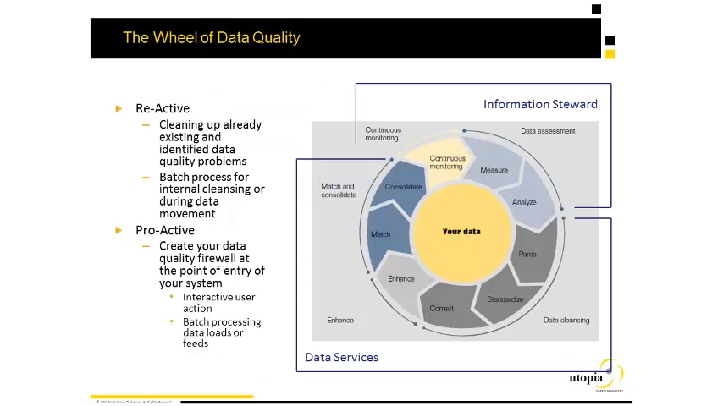Here's the wheel of data quality we discussed, with an interactive and reactive mode. Proactive is creating a data quality firewall, which I just discussed, allowing you to stop data errors before they're entered. Reactive is going back and cleaning in more of a batch fashion after it's already happened. You want to be proactive if you're a mature data governance organization.